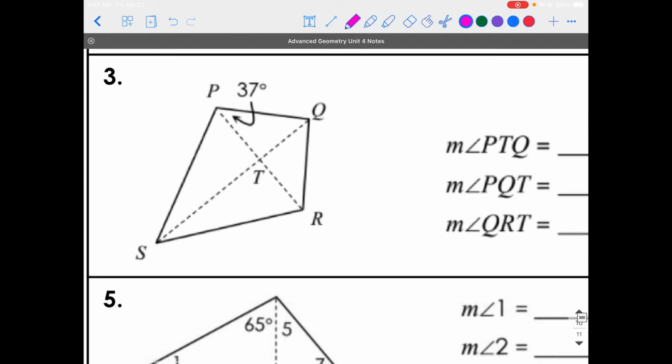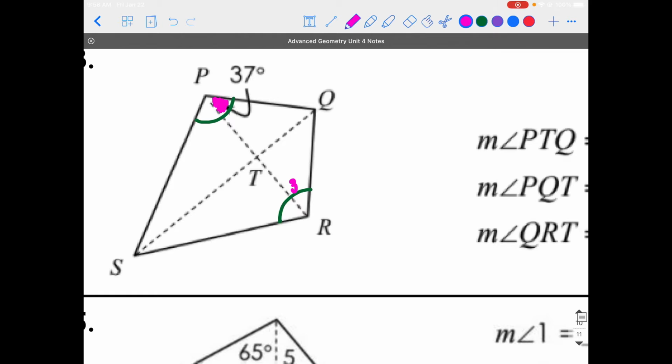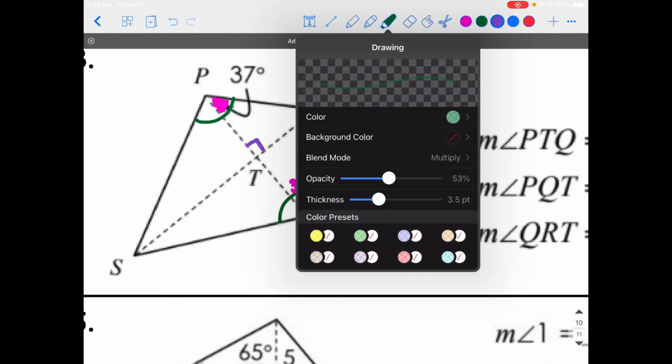Let's look at number 3. So in this example, angles P and R, the entire P, so QPS and QRS, they're the same. And if this angle right here is 37, that means this one over here has to be 37. We also know that this angle in the middle is 90 degrees.